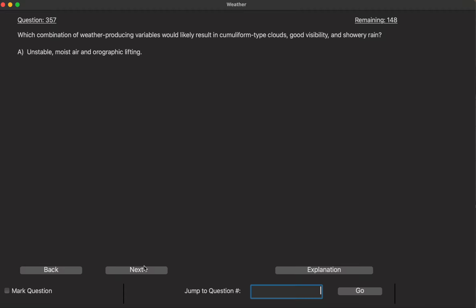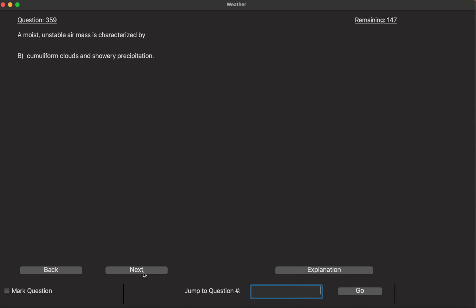Unstable, moist air, and orographic lifting. Cumuliform type clouds with good visibility and showery rain: unstable air, moist air, and orographic lifting. A moist, unstable air mass is characterized by cumuliform clouds and showery precipitation.